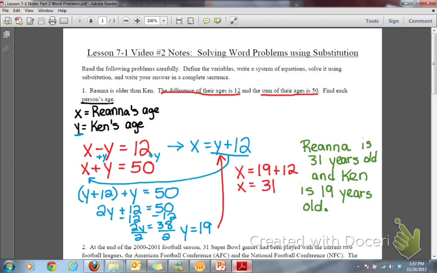You want to make sure that you say that correctly. If I would have switched them accidentally and said, well, Ken is 31 and Rihanna's 19, that's wrong. So make sure that as you solve them, you understand what each of your solutions stands for. The X is 31, that's Rihanna. So Rihanna is 31, the Y was 19, that's Ken, so Ken is 19. Alright, we'll move on to the next problem.